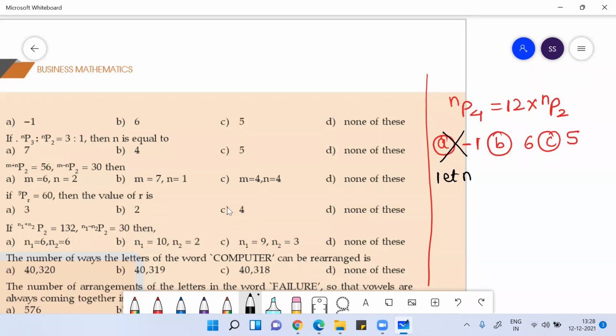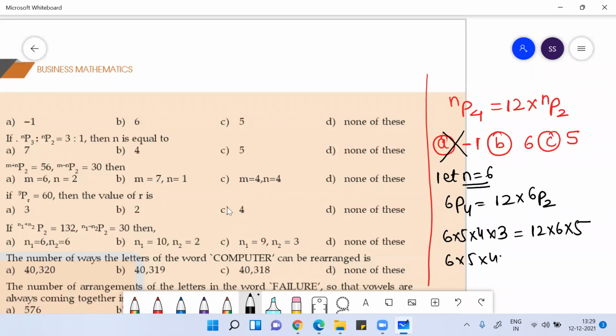Let n is equal to 6. Then 6P4 is equal to 12 into 6P2. What is 6P4? 6P4 is 6 into 5 into 4 into 3. 12 into 6P2 is 12 into 6 into 5. So I can write 6 into 5 into 4 into 3, that is 12 into 6 into 5. You can see both are same. So what is the value of n? Your n value will be equal to 6.